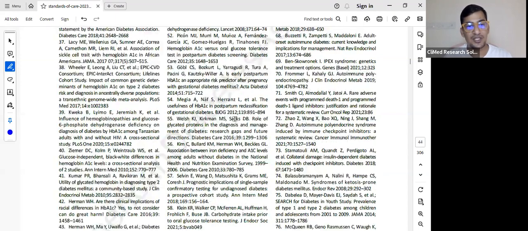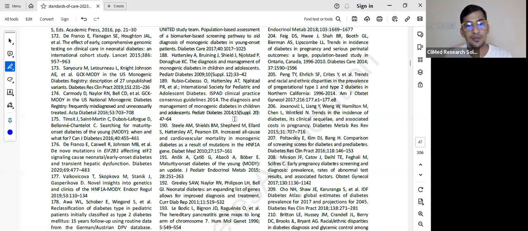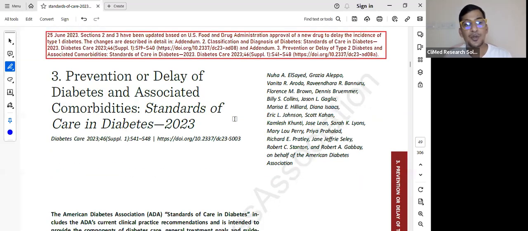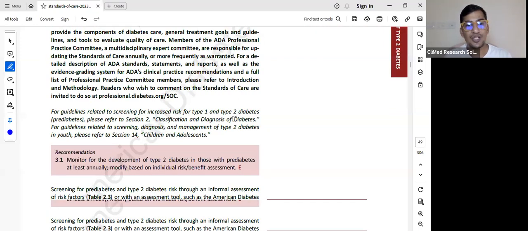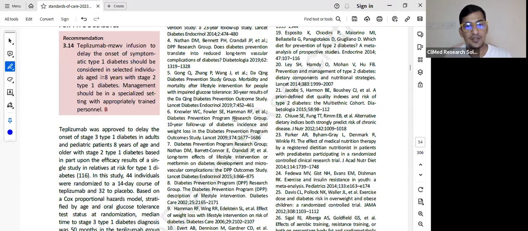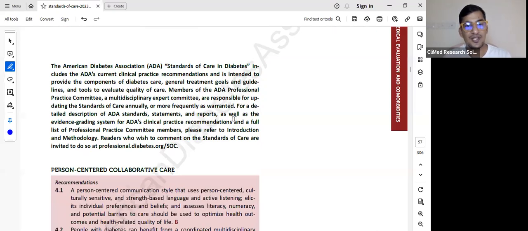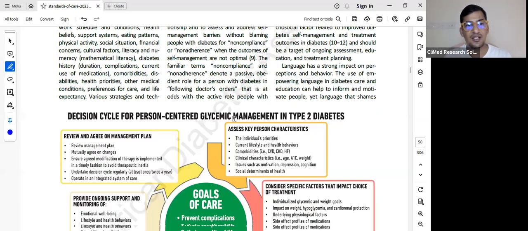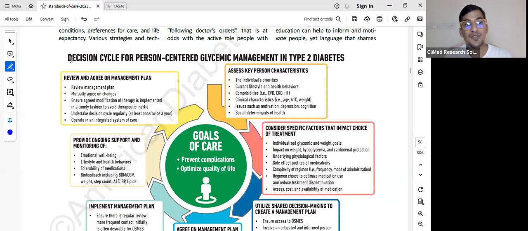Now the chapter 3, chapter 4, there are multiple chapters. See, this is like what are the diabetes comorbidities and how to delay them. There are multiple things you will study here, right? And then comprehensive diabetes care. So see, look at this. This is amazing. Decision cycle for a person-centered glycemic management in type 2.